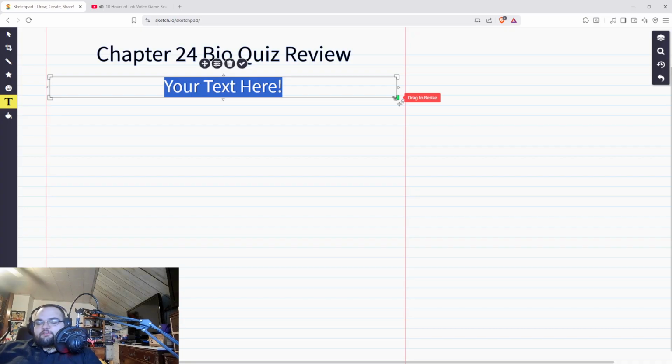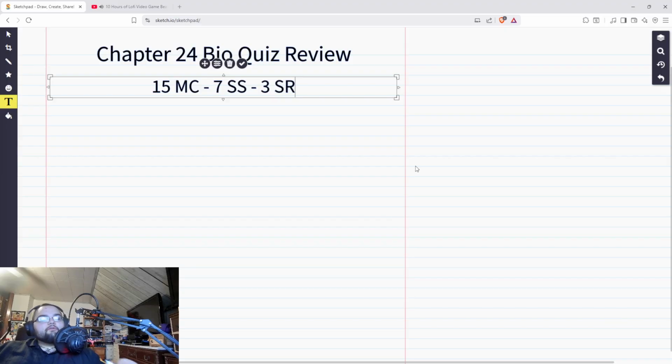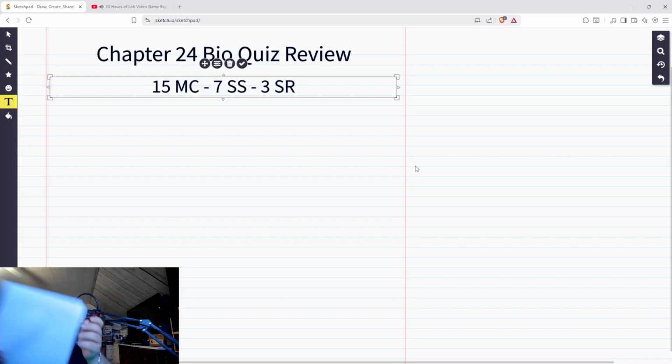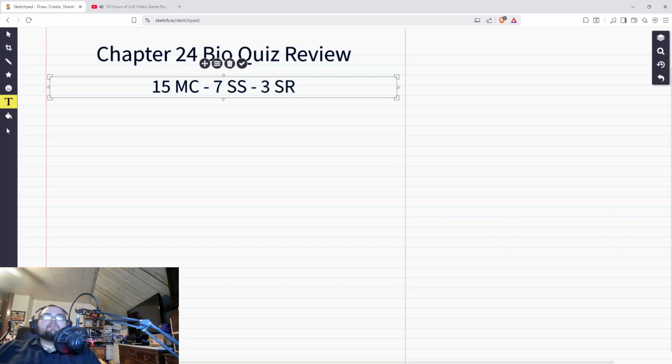So on this quiz, here's what we can anticipate. You're going to expect 15 multiple choice questions. You're going to anticipate 7 sentence structure. And again, sentence structure are a combination of the true false as well as the fill in the blanks. Anything where you have to fill in the blanks. Finally, there's going to be 3 short response questions. So with that out of the way, I hope you're ready and prepared to take a look at this.